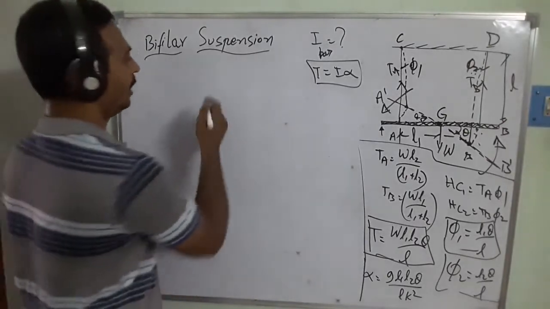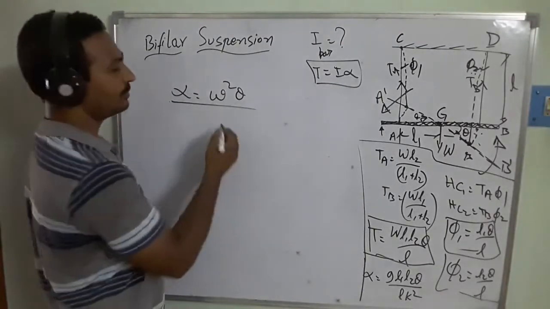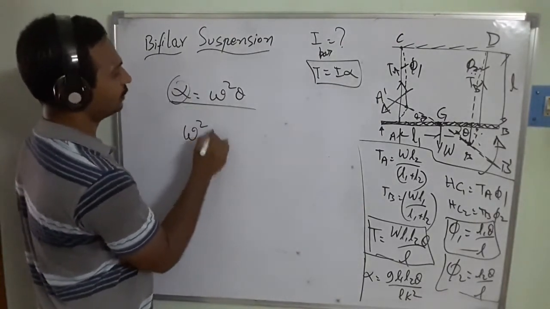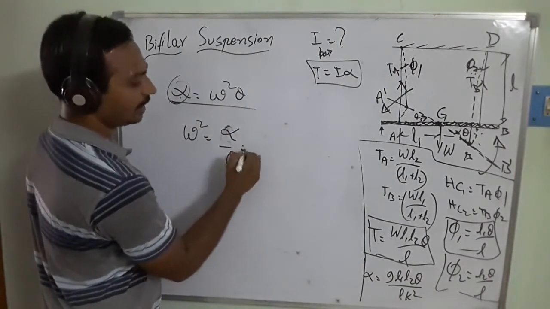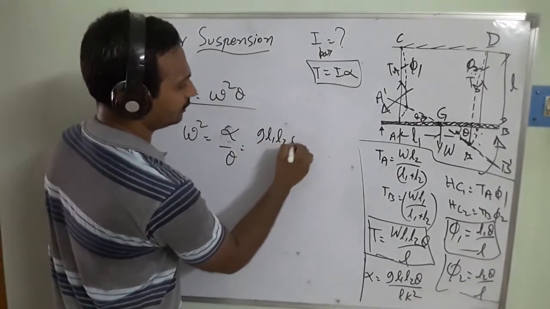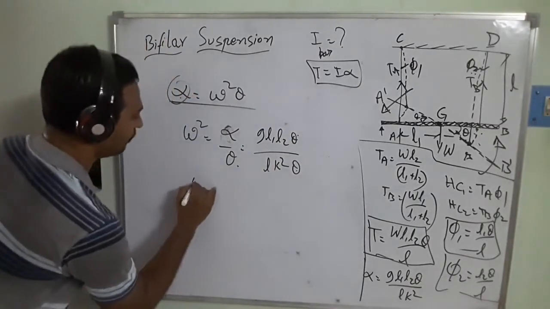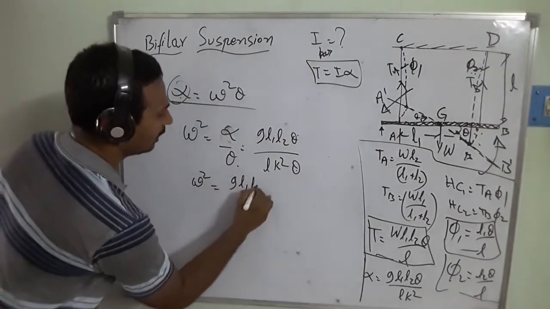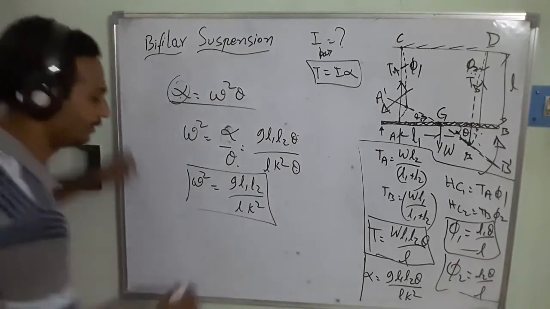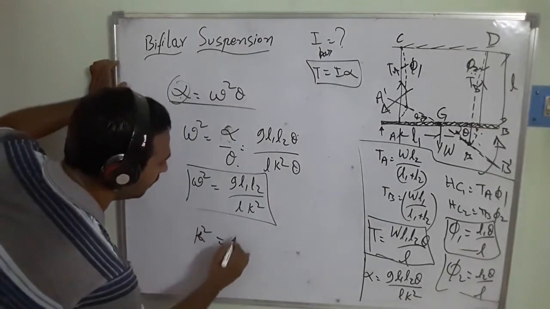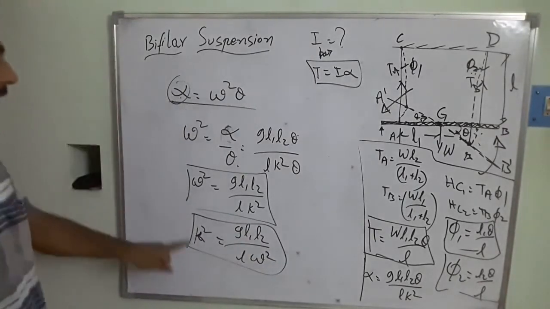As we know, the angular acceleration alpha is equal to omega square by theta, where theta is the angular displacement. So omega square is equal to alpha by theta. Alpha is G L1 L2 theta by L k square, divided by theta, so theta is cancelled. Then omega square is equal to G L1 L2 by L k square. From this we can calculate the k value: k square is equal to G L1 L2 by L into omega square. This way we have calculated the k value.